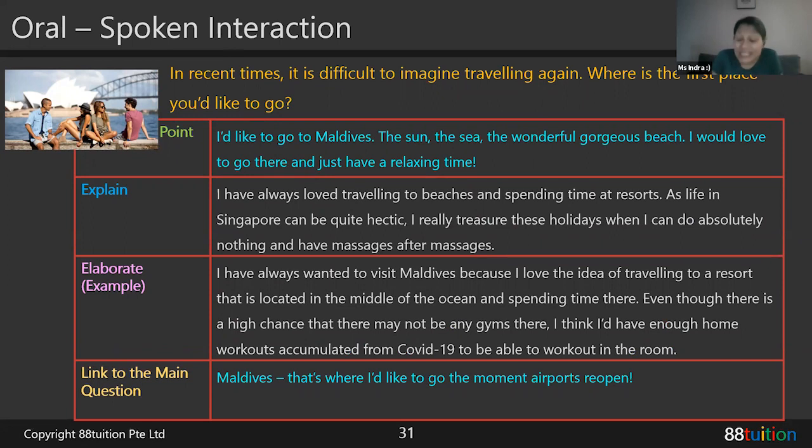Okay, now in recent times, it is difficult to imagine traveling again. So where is the first place you'd like to go? For me, because I'm such a bum, I'd like to go to the Maldives. I really just want to go to a beach now, because I feel that, being locked up indoors, okay, you see my color, right, students?